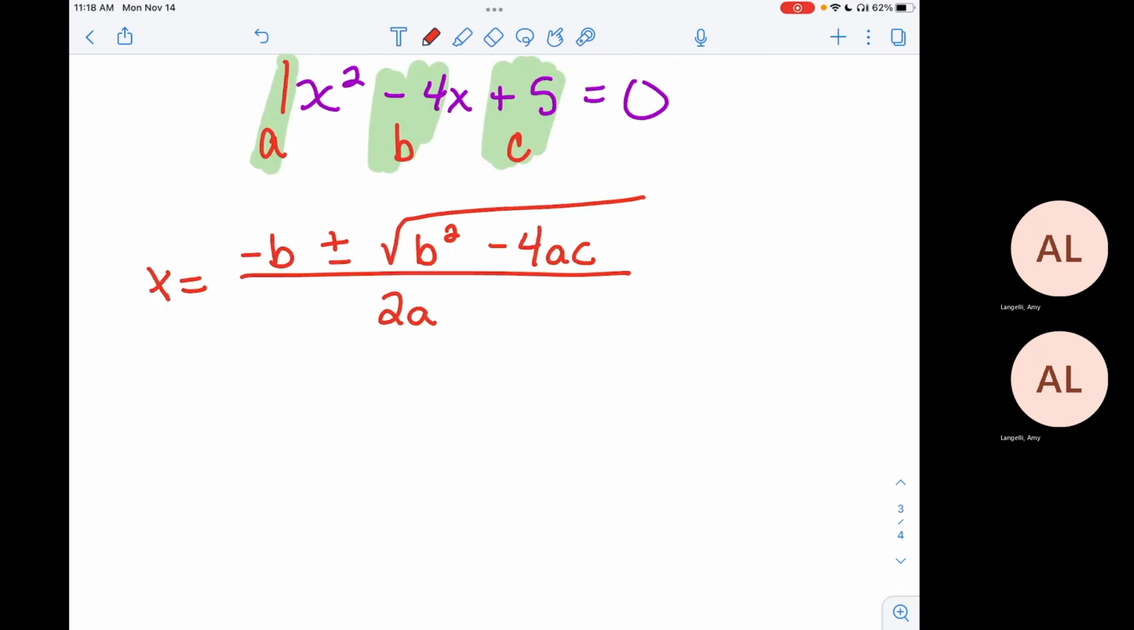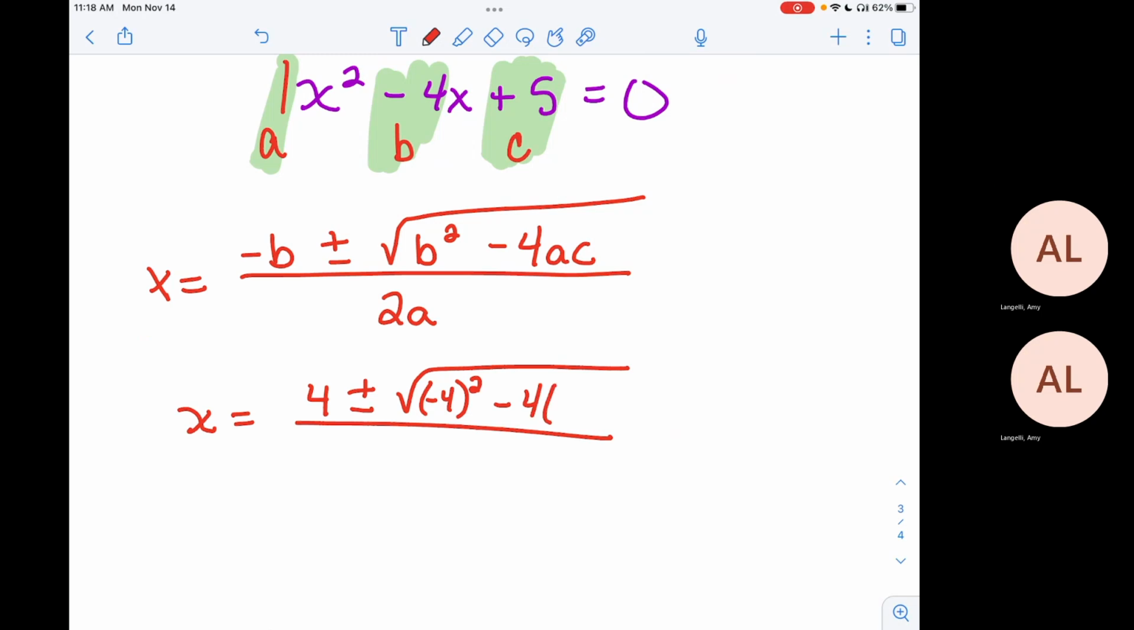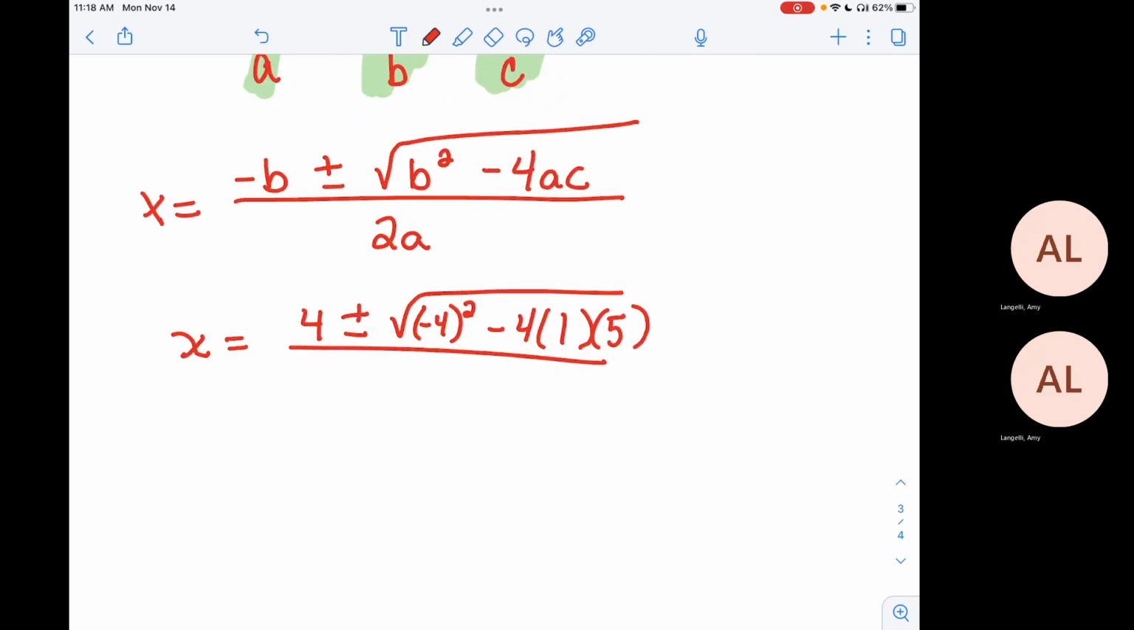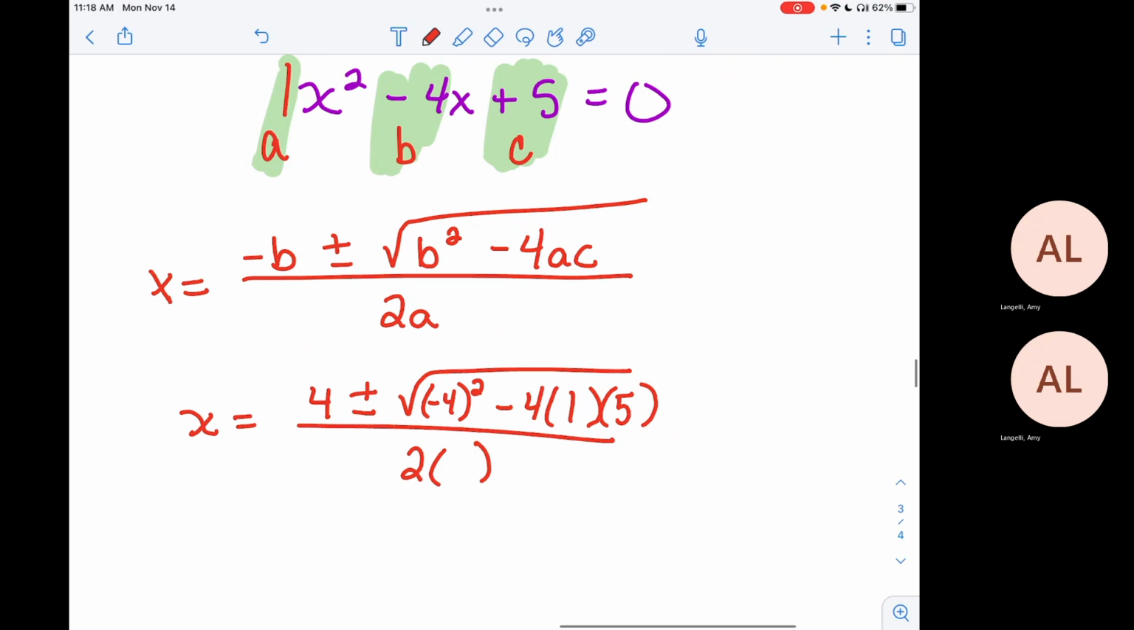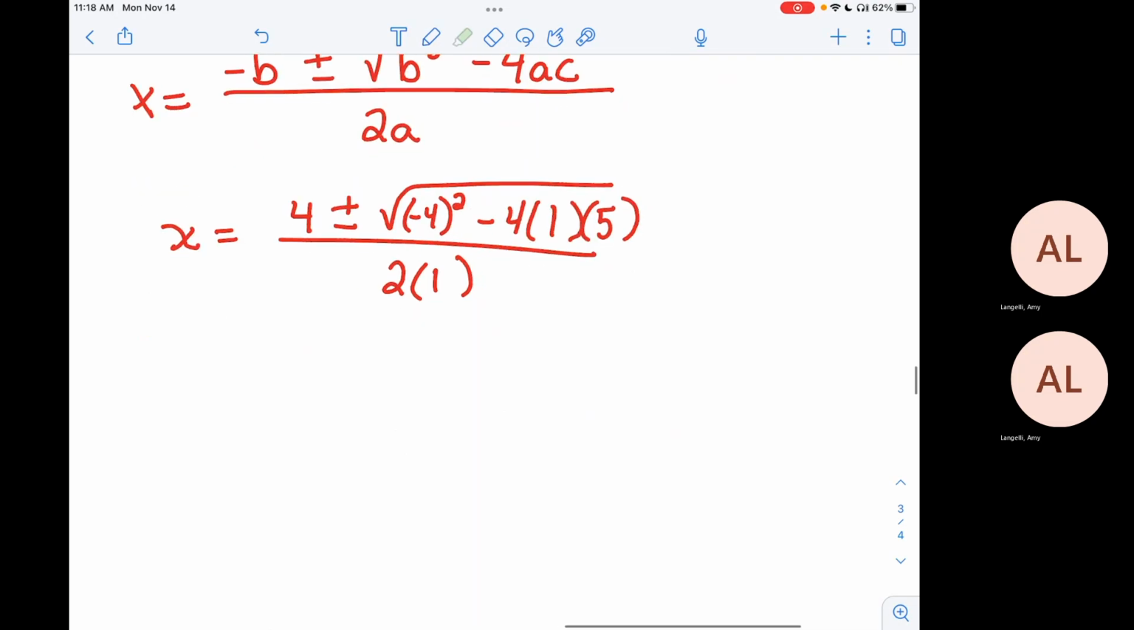All right, so what am I going to replace -b with? +4 plus or minus. What am I going to replace this squared thing with? Keep going. +5 over 2 times. Good. All right, grab that calculator. I can do this in my head, but I would prefer if you guys check it in your calculator just to make sure we're all on the same page.